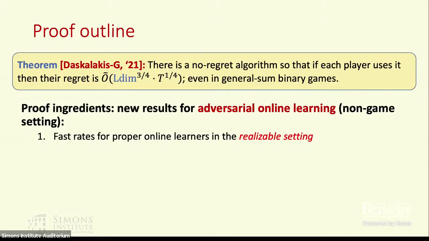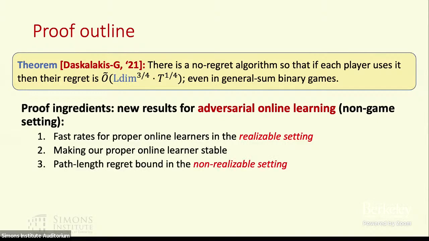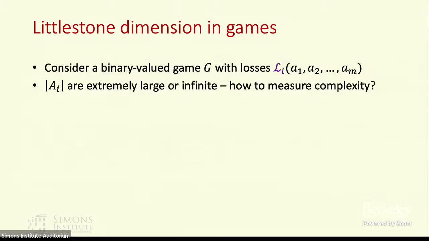So first of all, we get fast rates for proper online learning in a setting of online learning known as the realizable setting. I'll define what this is in a moment. We show how to make our proper online realizable learner stable. And finally, we show how to use that proper online stable learner to get a path length regret bound in the non-realizable setting. So I'll explain what all these things mean. But first of all, I need to define what the Littlestone dimension of the game is.